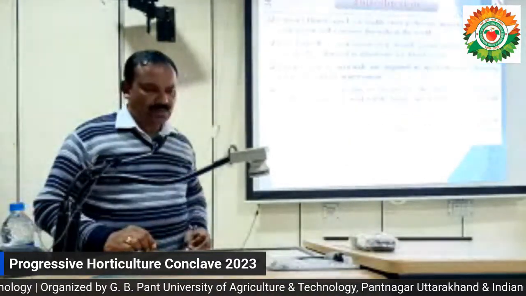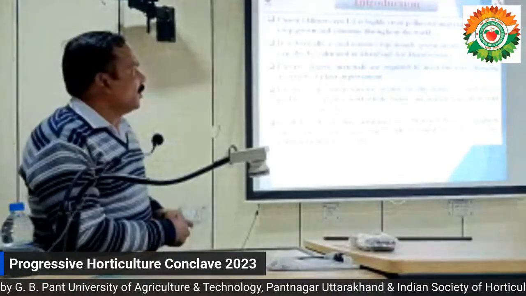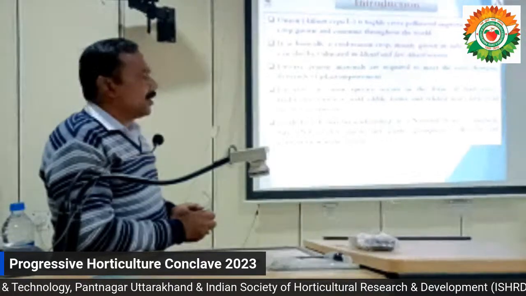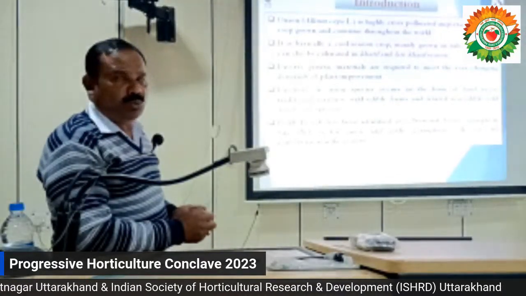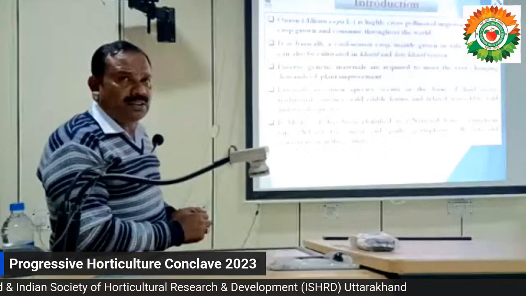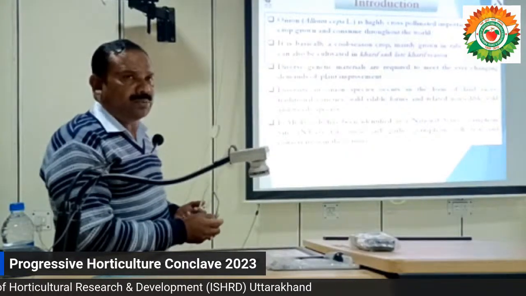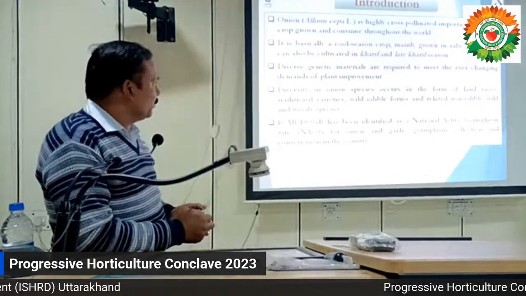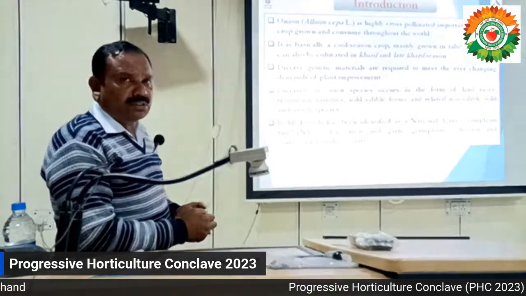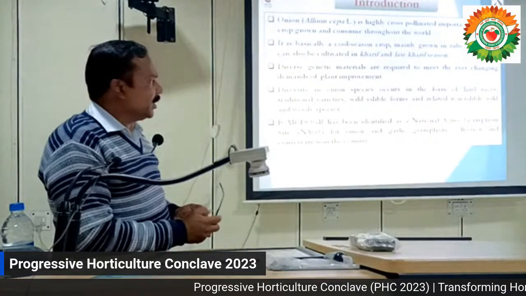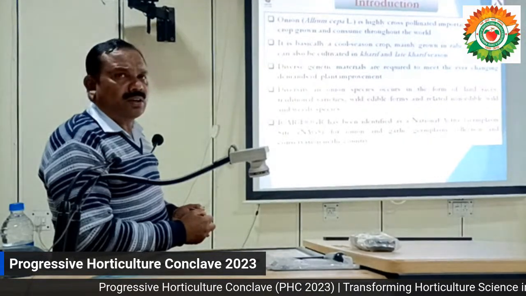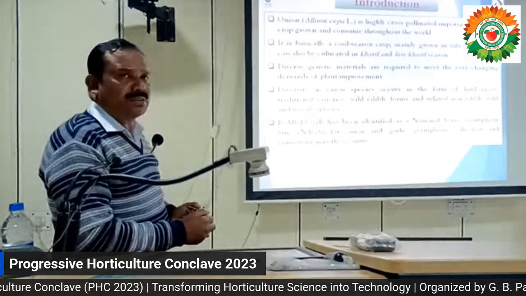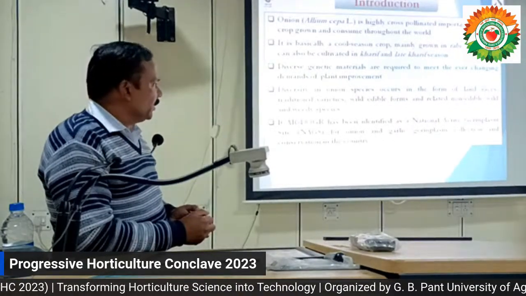As you all know, onion is an important cash crop, grown and consumed throughout the world. It is basically a full season crop, mainly grown in the Rabi season, but it can be cultivated during Kharif and late Kharif. Diverse genetic material is required for improvement and for the need of the changing demand.